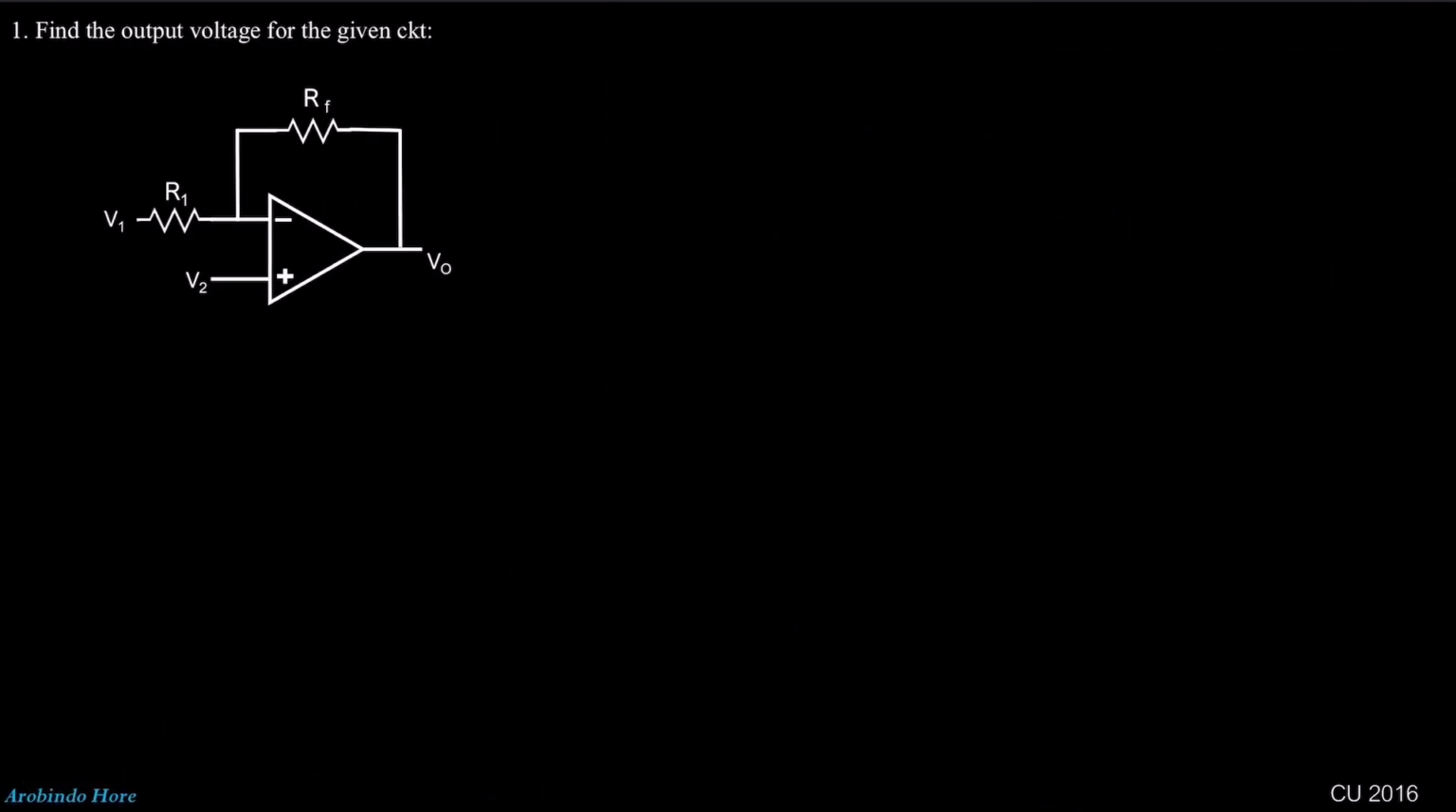Now go to the next question. Find the output voltage for the given circuit. Very simple. This one I will solve in two ways. One is the conventional approach for the semester examination, and the other is for the JAM. If someone wants to study for JAM, maybe they can contact me. I will tell you what to do.